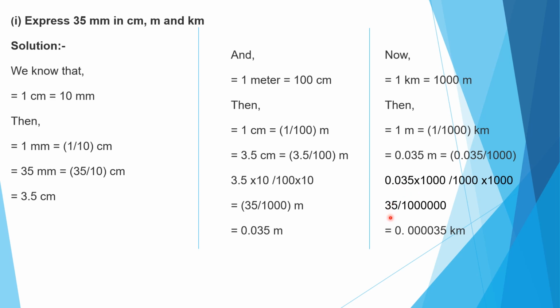When we multiply this, we get the product as 35, and this is 10 lakhs. So 35 by 10 lakh, how many zeros? 1, 2, 3, 4, 5, 6. Right? So after the decimal point, 6 digits should be there. 3, 5, so 2 digits are over. 4 more zeros we have to put: 1, 2, 3, 4. So 35 becomes 0.000035? No, 0.00035 kilometer. Very easy, no, children?